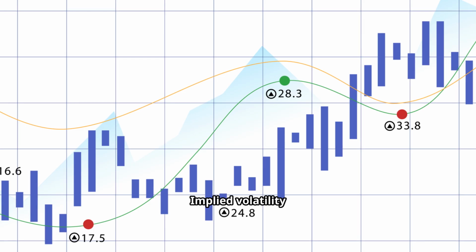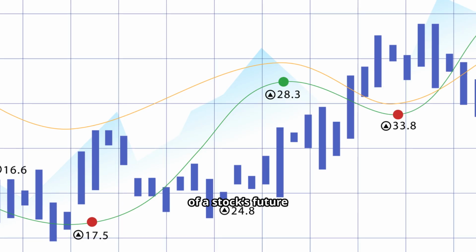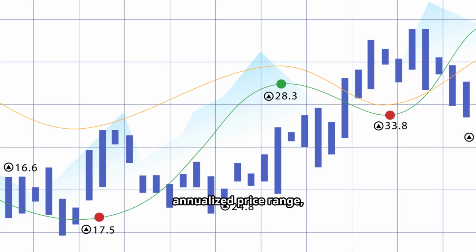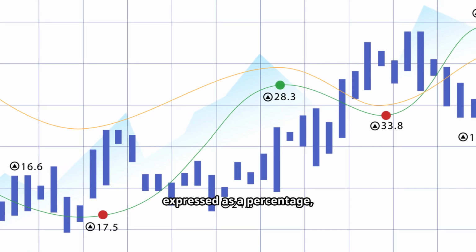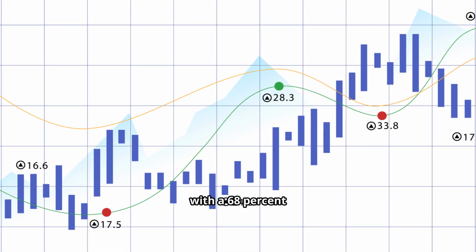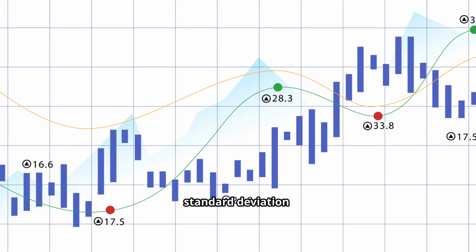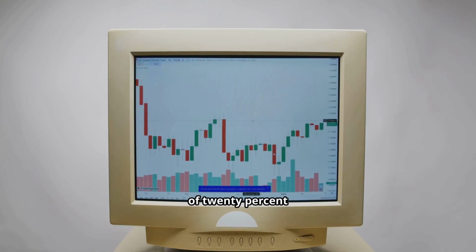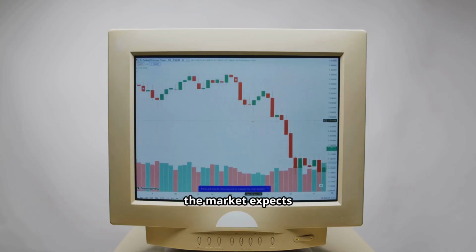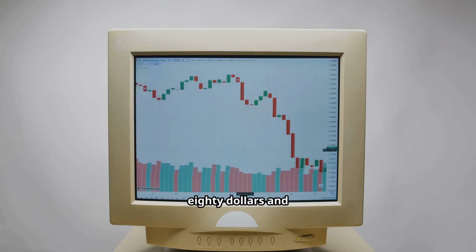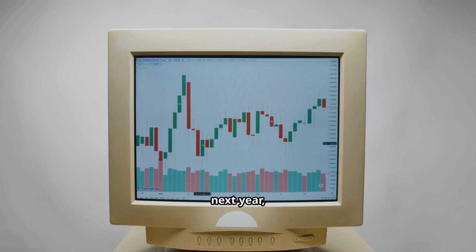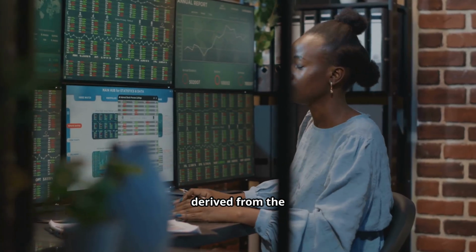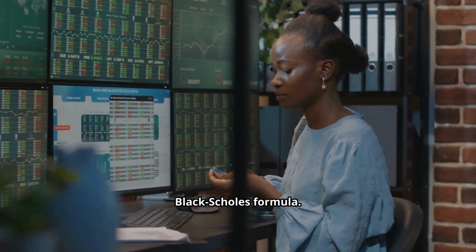Let's break them down. Implied volatility reflects the market's expectation of a stock's future price fluctuations, as embedded in the option's premium. It represents the anticipated annualized price range, expressed as a percentage, within which the stock price is expected to move with a 68% probability, one standard deviation, over a year. For example, if Cloud Corp has an implied volatility of 20%, and its current price is $100, the market expects the stock price to fluctuate between $80 and $120 over the next year, with a 68% likelihood based on current option pricing. This expectation is derived from the option's market price using models like the Black-Scholes formula.